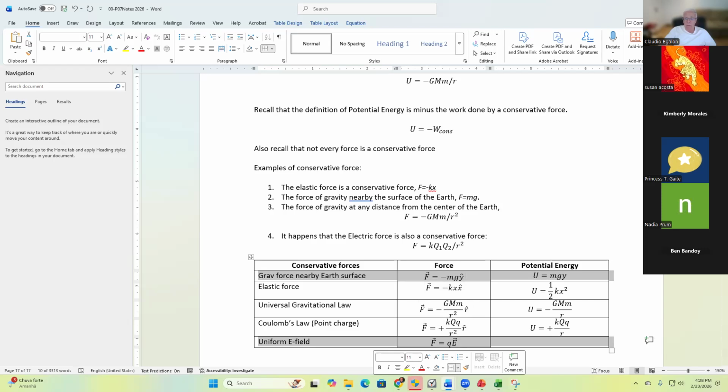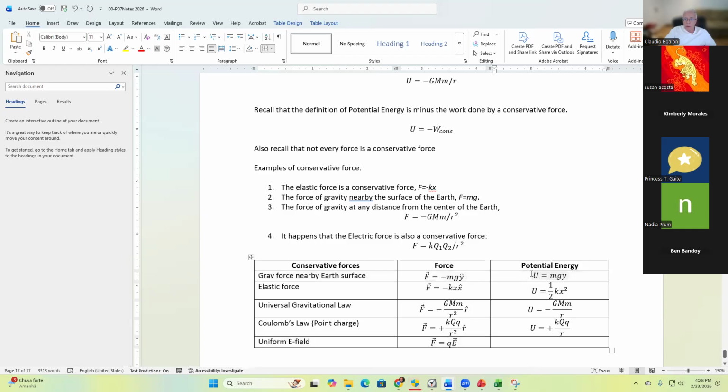Because they are both uniform, it also means that the potential energy is going to have a similar equation, a similar value. The only difference here is that instead of m, we are going to have q. Instead of g, we are going to have E. And instead of y, we are going to have the x distance. And there is one more difference. We have a negative sign right in here.